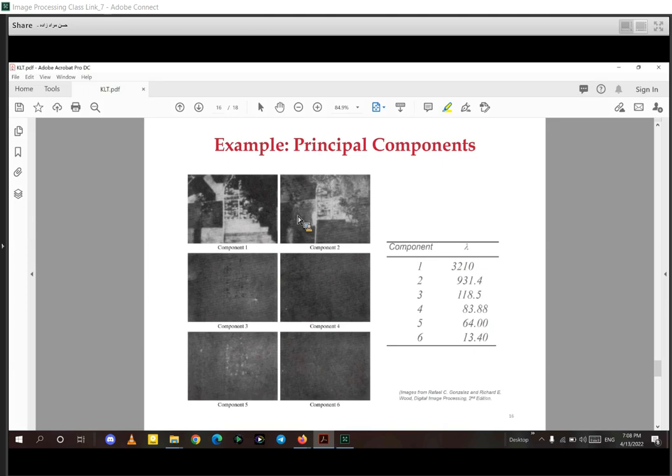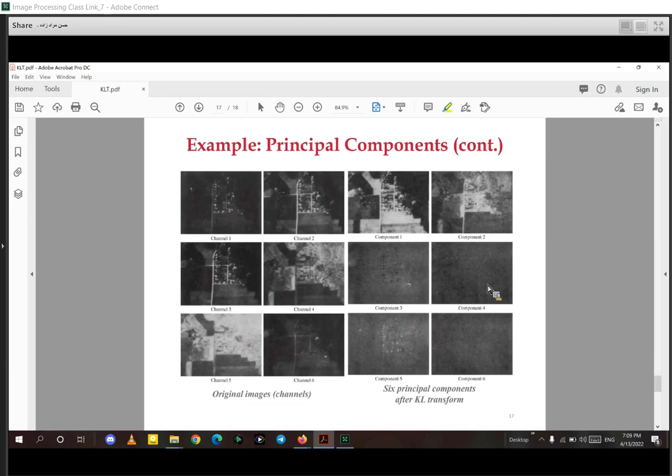Okay, go to the next slide. Here, these 6 items are the original images, image 1, 2, 3, 4, 5, 6, in the X domain, and these 6 items are in the Y domain. In the Y domain, in this example, you see only these 2 items are useful, and these 4 items can be neglected, ignored or deleted.